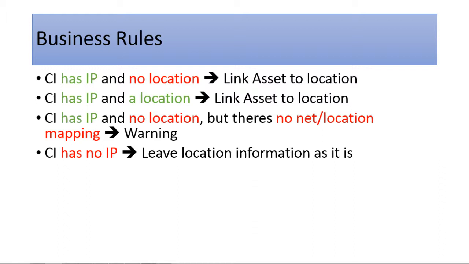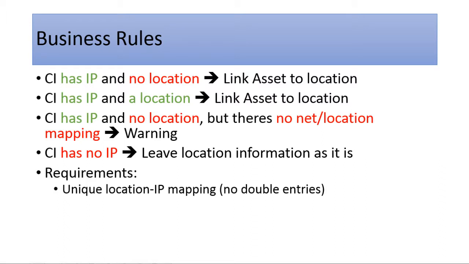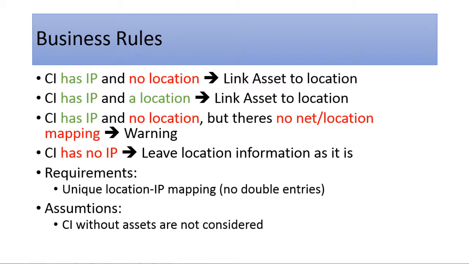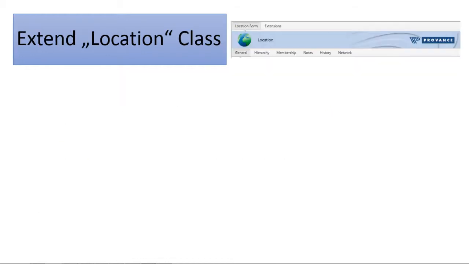The fourth case is we have a CI with no IP address, so we don't care about the location information because it's probably not discovered or something else is happening. What we require is a unique location to IP mapping, so no double entries. This will generate a warning also, and what we are assuming is that if we have CIs with no assets, we don't care because we don't want to map CIs, we want to map assets to locations.